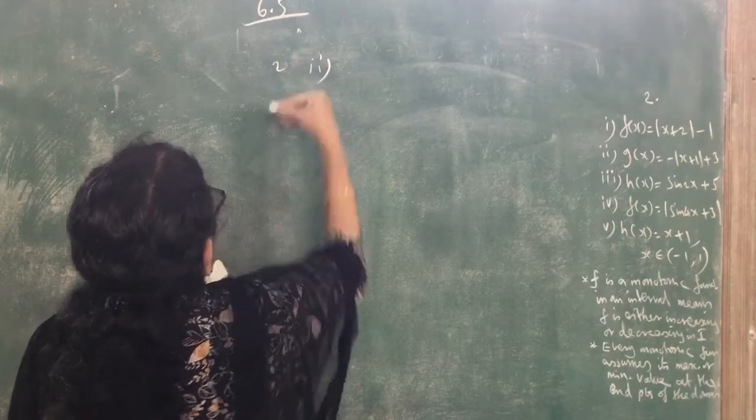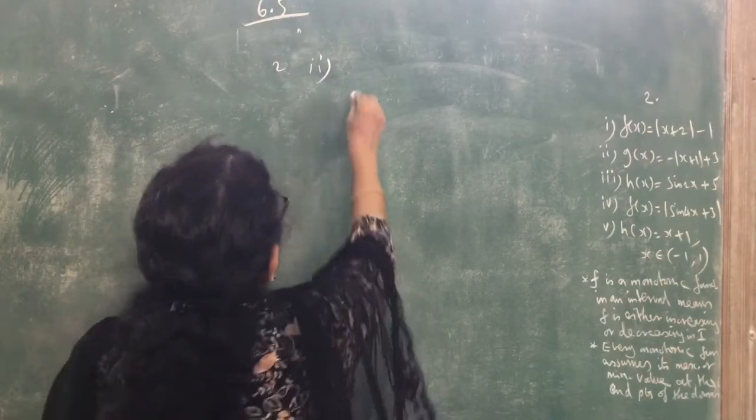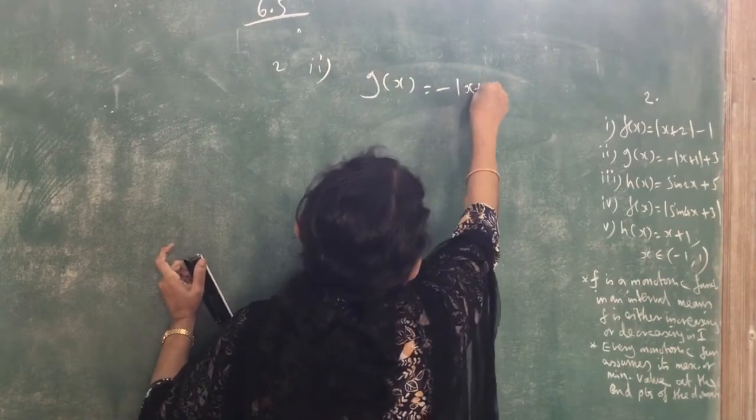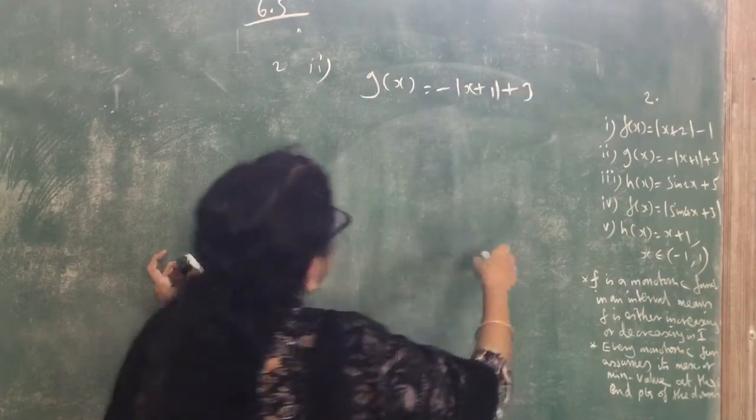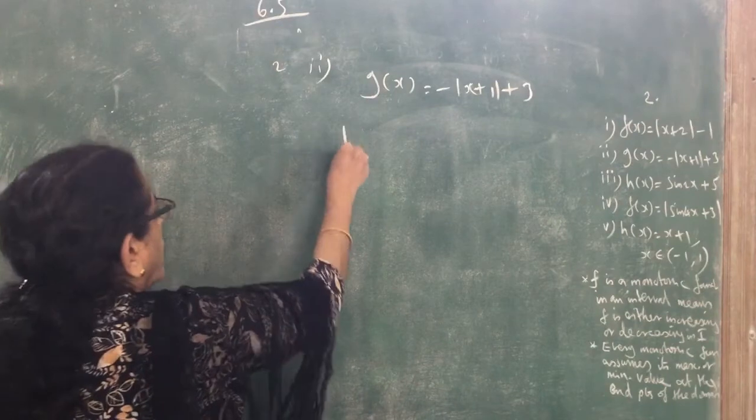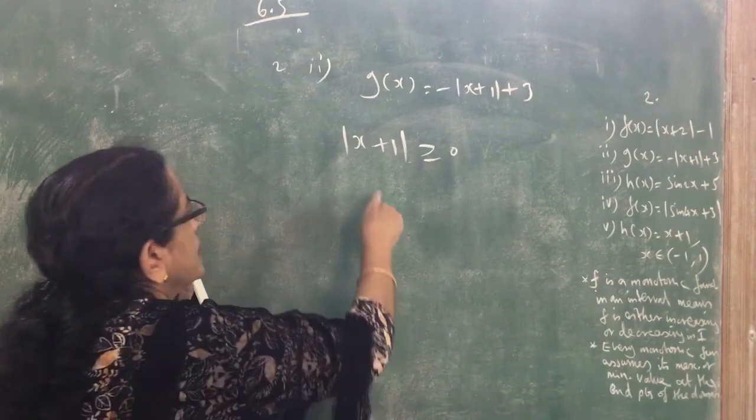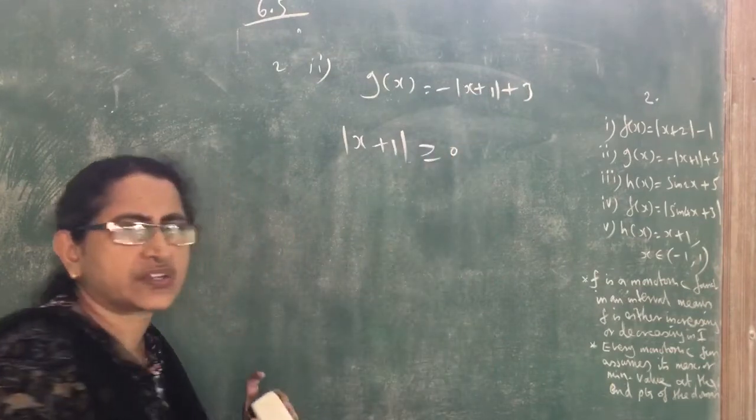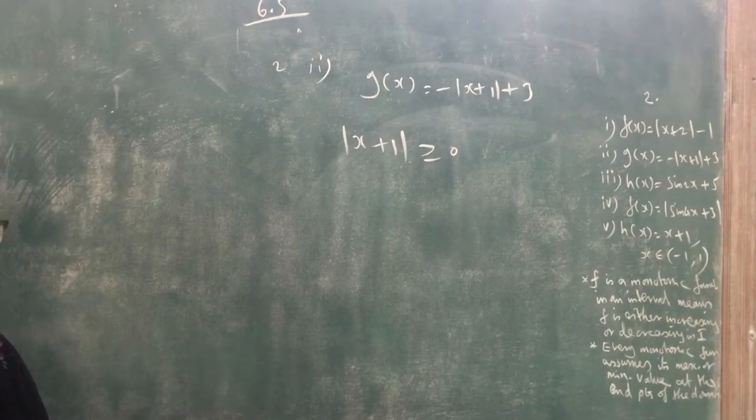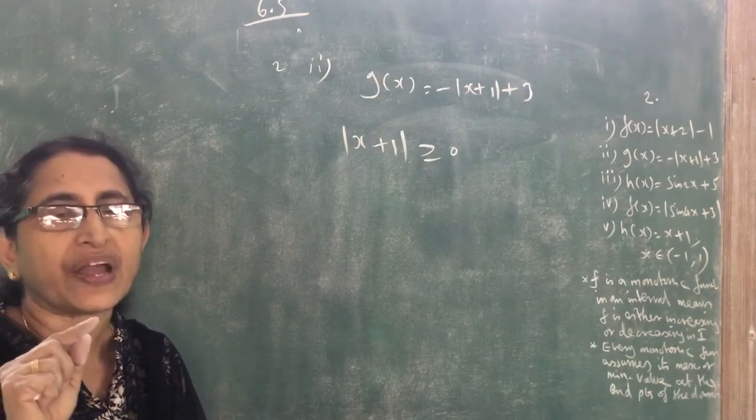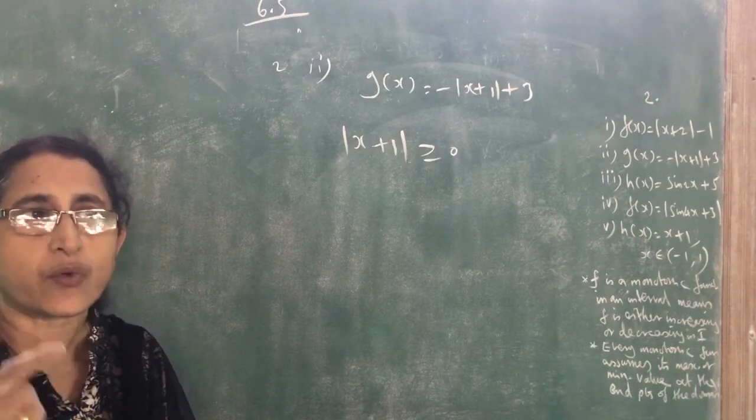Second question, g of x equal to minus of modulus x plus 1 plus 3. That is the same type. First consider modulus x plus 1. Modulus x plus 1 is greater than or equal to 0. So we want minus modulus x plus 1, so both sides multiply by negative. In an inequality, when you multiply or divide by a negative number, the inequality should be reversed.